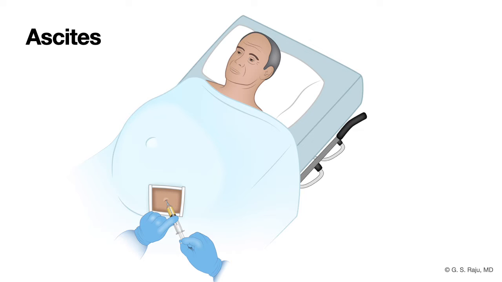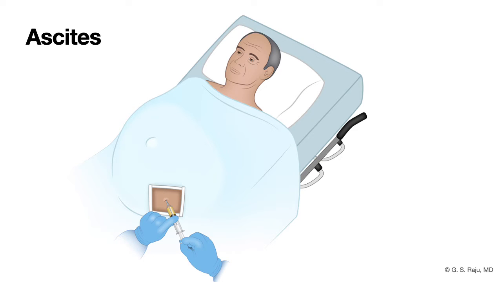So the left lower quadrant is preferred, not the right lower quadrant, because in the right lower quadrant, if there is an appendectomy scar, it's risky to do the tap there because of bowel adhesion. And if the cecum is loaded with stool, then you can puncture the cecum. So the site of choice is the left lower quadrant.